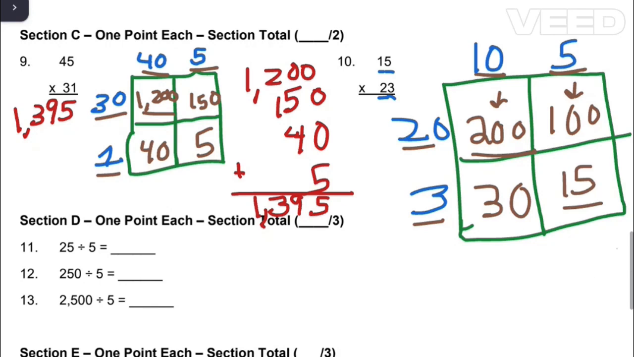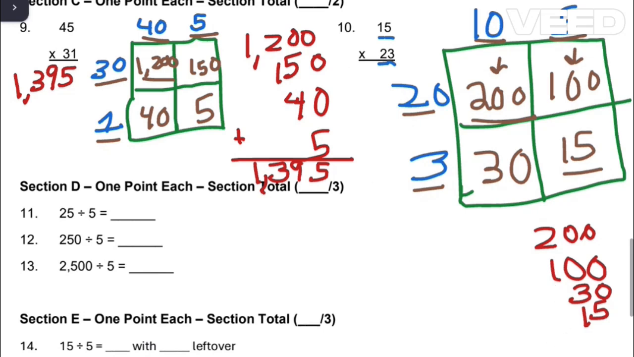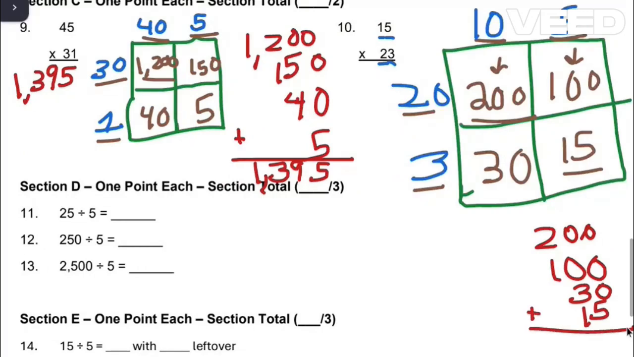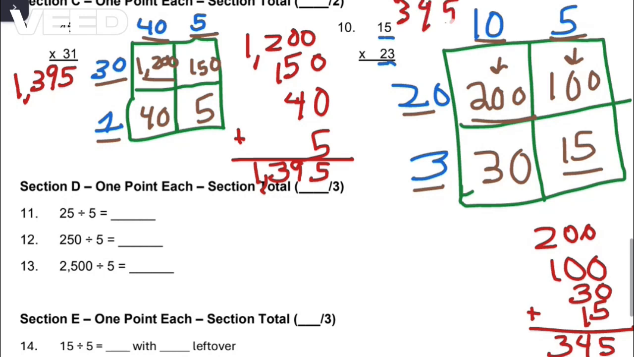Okay, let's add these 4 partial products now. We have 200 plus 100 plus 30 plus 15. Yeah, maybe we can scroll down a bit here. And when we add those numbers, we will get 0 plus 0 plus 0 plus 5 is 5. 0 plus 0, 0. 0 plus 3 is 3. 3 plus 1 is 4. And 2 plus 1 is 3. So our final answer is 345. And I should probably write it here, 345.